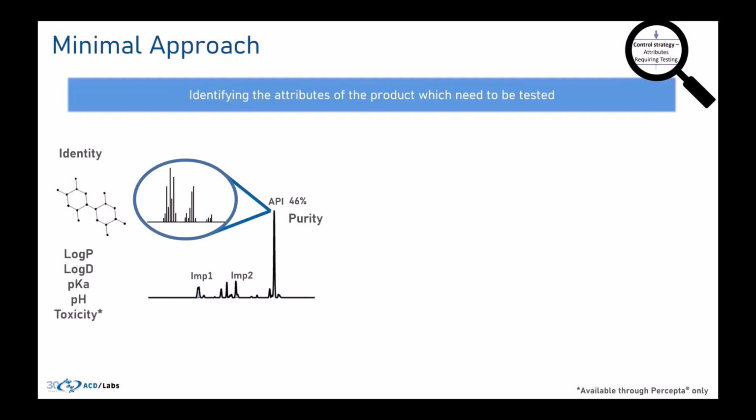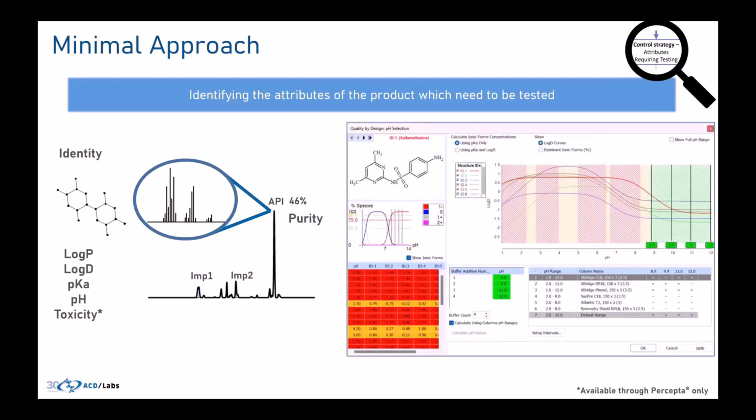So let's talk about what phys-chem properties there are of your structures. So it could be one or many structures. So you can calculate your log P, log D, pKa. You can determine where there's the most overlap to help you select the best pH for separation and in turn the most appropriate column. Something like toxicity could also be useful in determining how pure your product needs to be, and that's something that's part of a platform that we call Percepta.